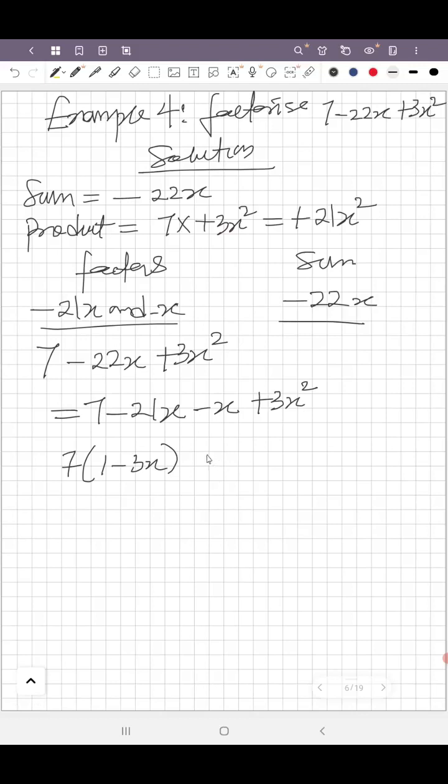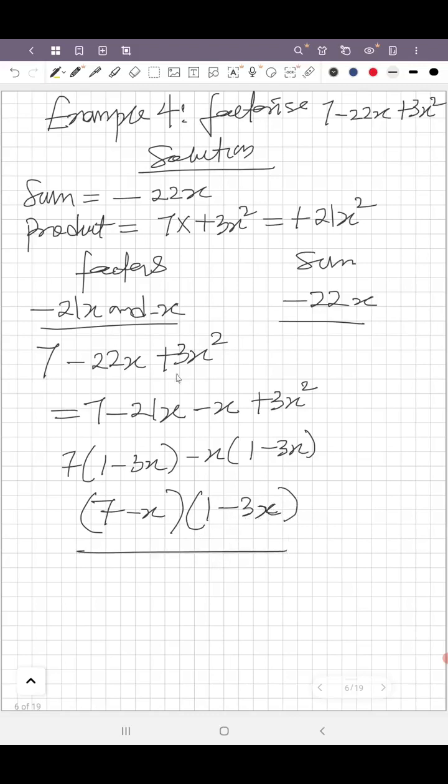From here, minus x is common. We have 1 minus 3x. So we have 7 minus x, and we have 1 minus 3x. So this is telling us that when you multiply these two expressions, it will surely give you this. Let's try to do that.